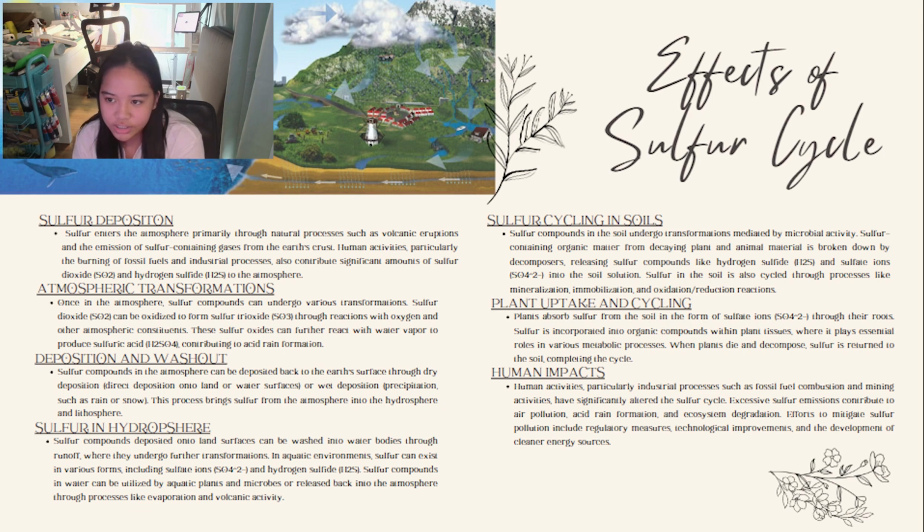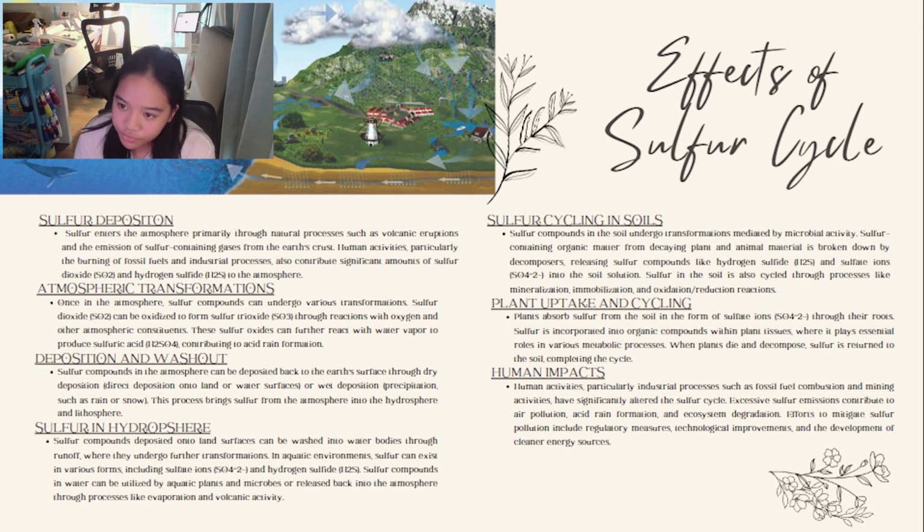In the hydrosphere, sulfur exists in many forms, sustaining aquatic life, while also posing challenges in the form of pollution. In the soil, sulfur compounds undergo transformations mediated by microbial activity, cycling through mineralization and oxidation or reduction reactions. Plants play a pivotal role in the sulfur cycle, absorbing sulfur from the soil and incorporating it into organic compounds. Yet, human impacts have disrupted this delicate balance with excessive sulfur emissions, leading to air pollution and ecosystem degradation.